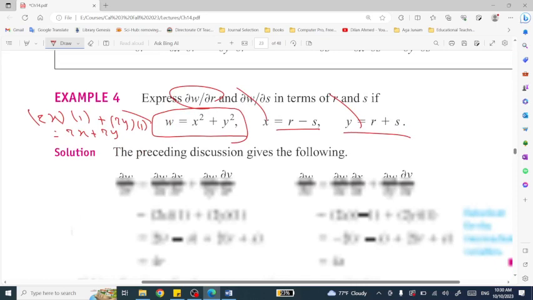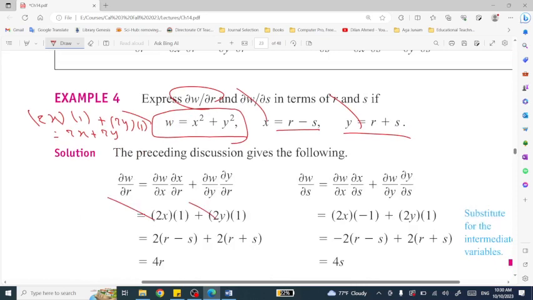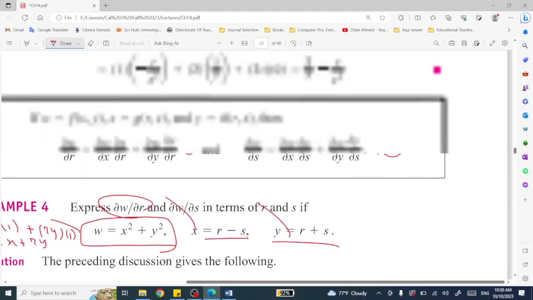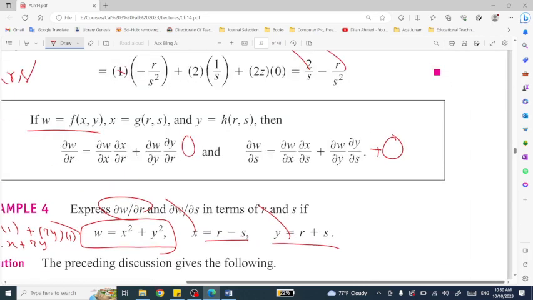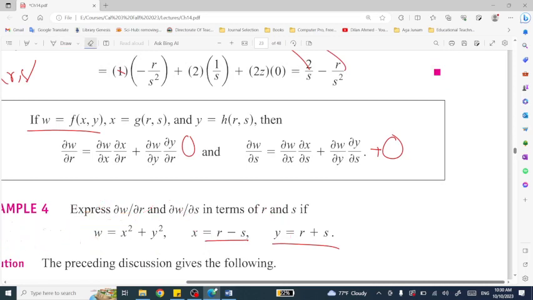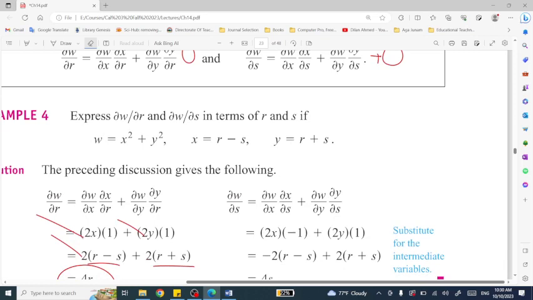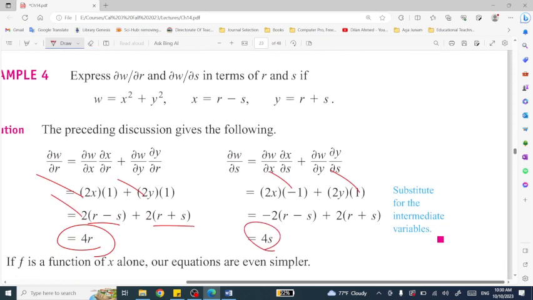I'll get what? 2x, 2y, 2x, 2y, then I'll get 4r. How about the other part? Easy? Yes, 2x, 2y is the same. So here minus 1, 1. Minus 1 and 1. So I'll get 4s. Easy? Good.